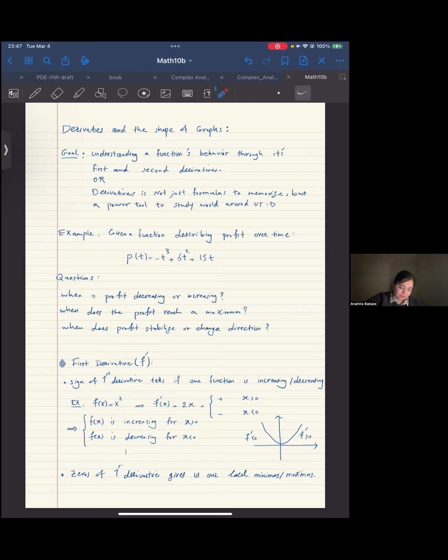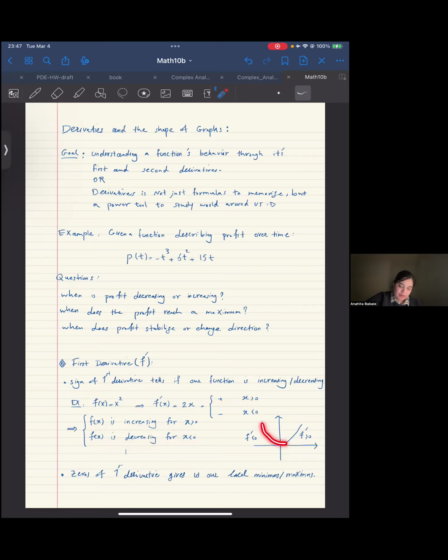As a very simple example, let's assume that our function is x squared. If we calculate the derivative, we see that f prime equals 2 times x. We know that 2 times x is positive for values greater than 0, and it's negative for values less than 0. So for values greater than 0, our function is increasing, and for values less than 0, our function is decreasing.